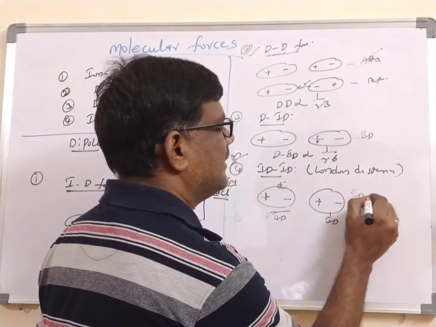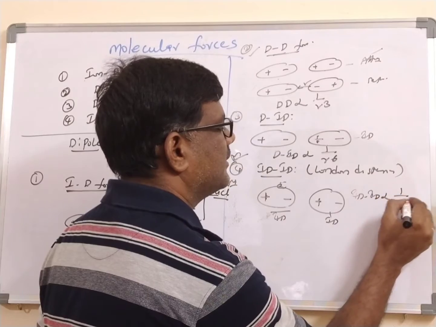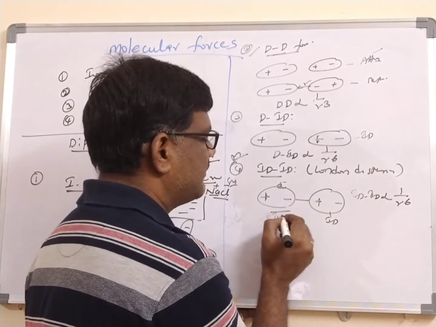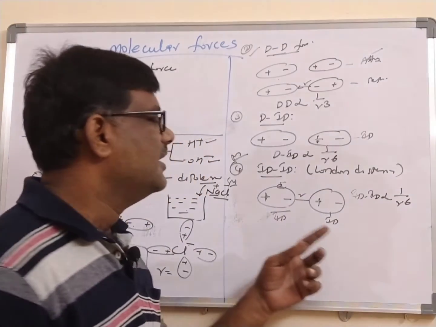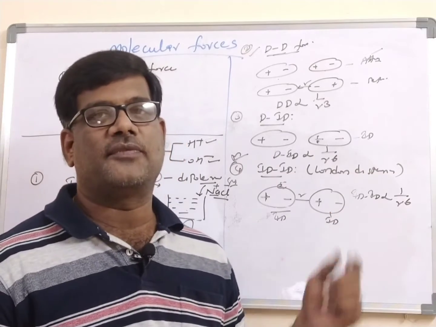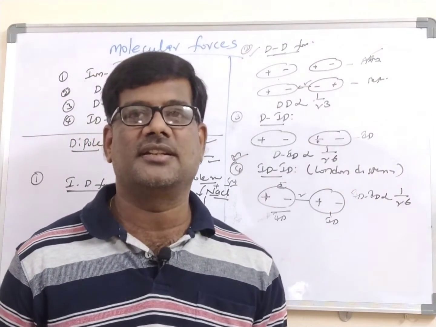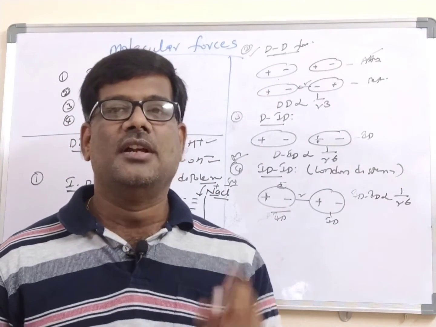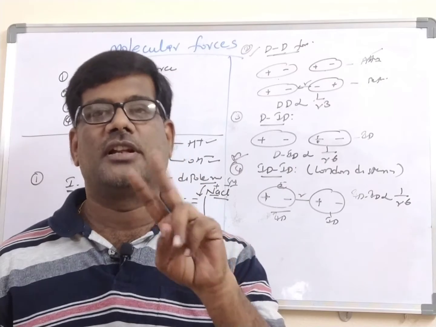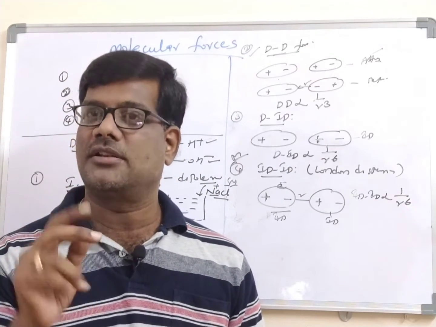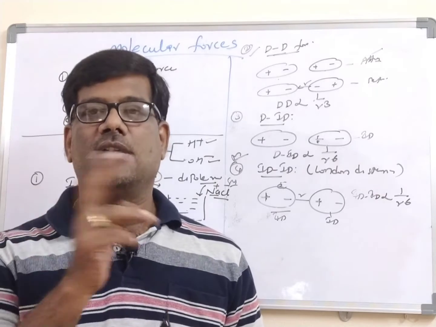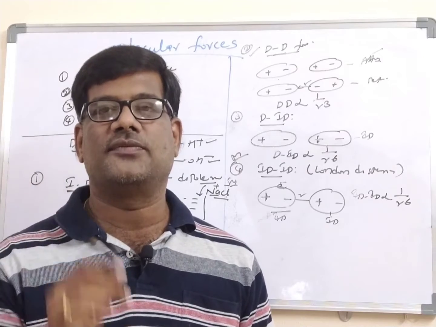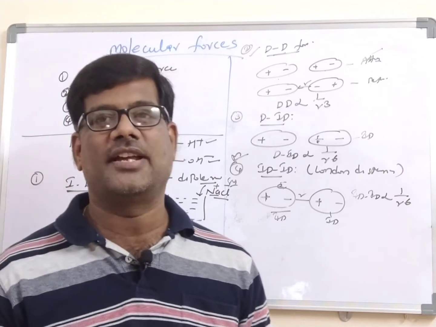which is also called the London dispersion forces. This induced dipole force is directly proportional to 1 by r to the power of 6, where r is the distance between one induced dipole molecule and the other induced dipole. This phenomenon is called the London dispersion forces. Ultimately, we have four types of molecular forces. One is the ion dipole force. A dipole has two opposite charges, a polar molecule. A force operating between an ion and a dipole molecule is called the ion dipole force, which is directly proportional to 1 by r square.